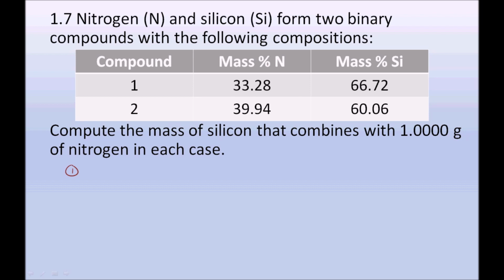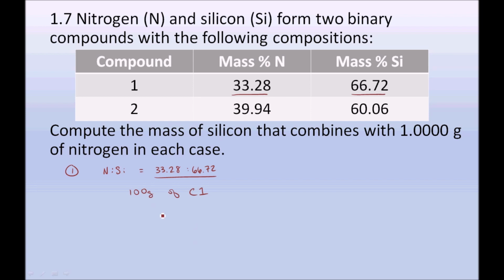So the information that the problem gives us is the ratio of the masses of the two elements within each of the compounds. We know the ratio between nitrogen and silicon for any given mass of compound 1. It will be identical to this mass ratio. So the ratio of nitrogen to silicon is 33.28 to 66.72. Because these percentages add to 100, let's pretend we have 100 grams of compound 1.